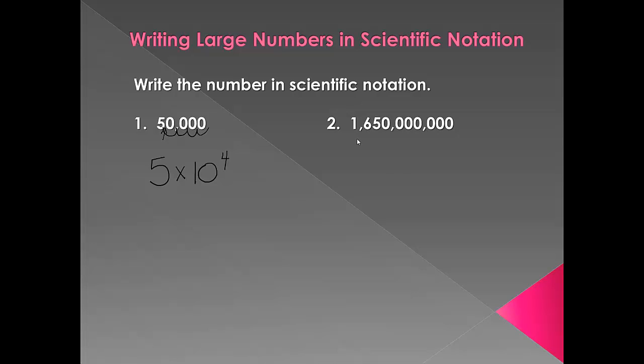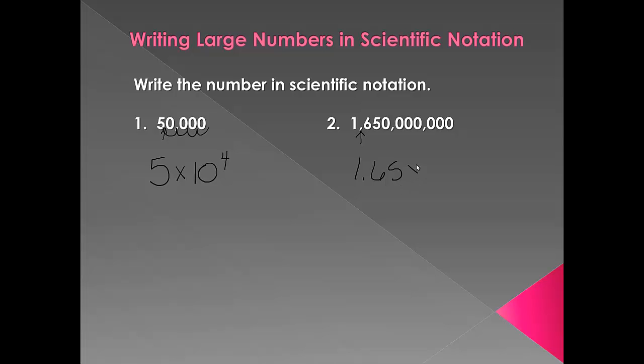For number 2, we have 1,650,000,000. We want our decimal to go to the right of the first non-zero digit. The 1 is the first non-zero digit, and if we put our decimal to the right of it, we put it right behind it. So we're going to have 1.65000000. Again, I do not need to include all those zeros. So I have just 1.65, or 1 65 hundredths.